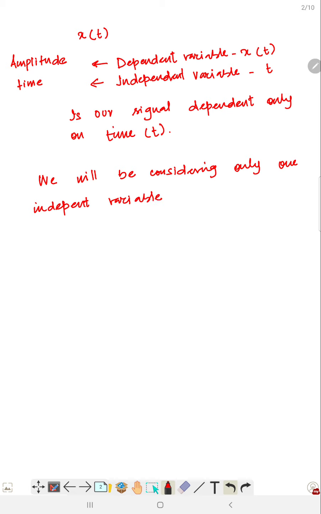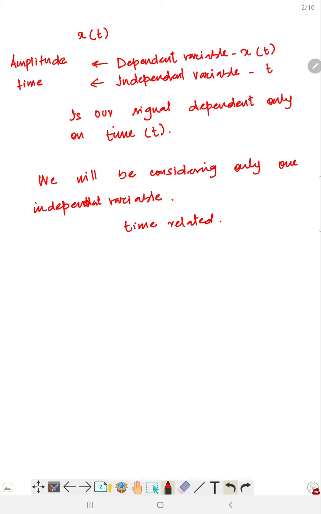Fine. That is, our signals will be considered as functions of only one variable. And although it is time, I will try to generalize it here that it will be a time related parameter. This independent variable will be time related. You'll see that initially we will be doing analysis in the time domain, so it will be explicitly the time parameter, but later on we will be doing analysis in the frequency domain. In that case time will be interpreted in terms of frequency, but in any case it will be related to time and it will be a single independent variable.